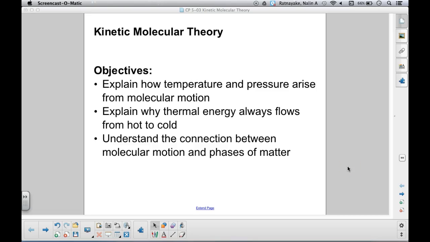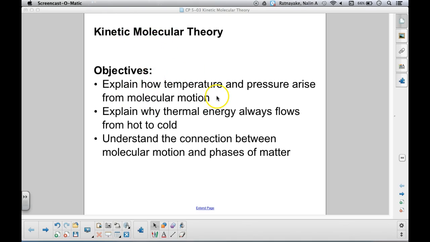Hello students, this lecture is about kinetic molecular theory. Kinetic means motion, molecular means referring to molecules, so we're going to be looking at some things about the motion of molecules, and a theory is an explanation of some things that we observe in nature. So basically what we're going to do is see what we can explain by looking at the motion of molecules.